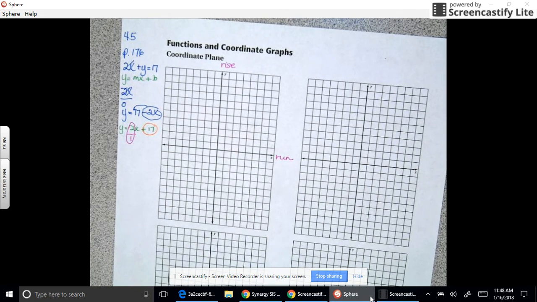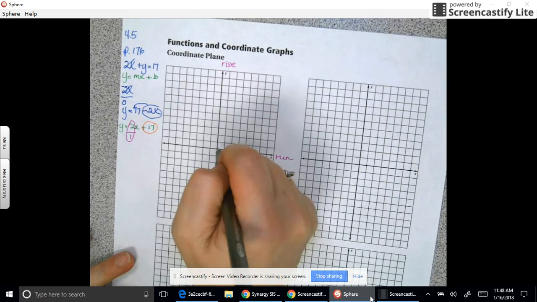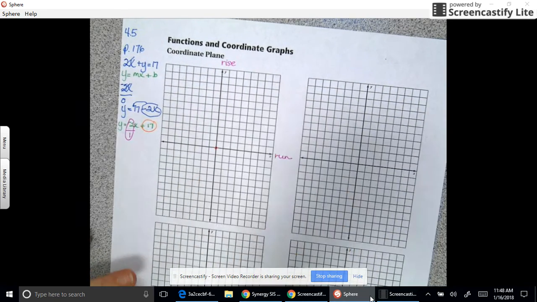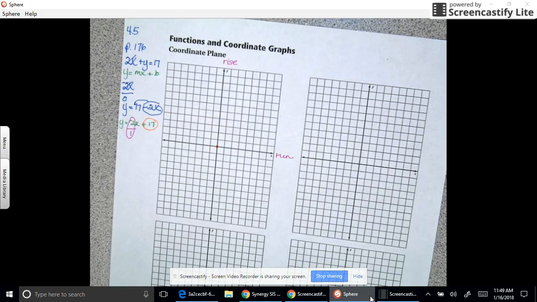So I'm going to start at my origin. My origin in a graph is 0, 0. Yes, Michaela? Aren't you going to start at the origin, or where are you going to start? Yep. I'm going to start at the origin, and the origin is right here. It's where the x and the y axis meet. And I'm going to count up 17.